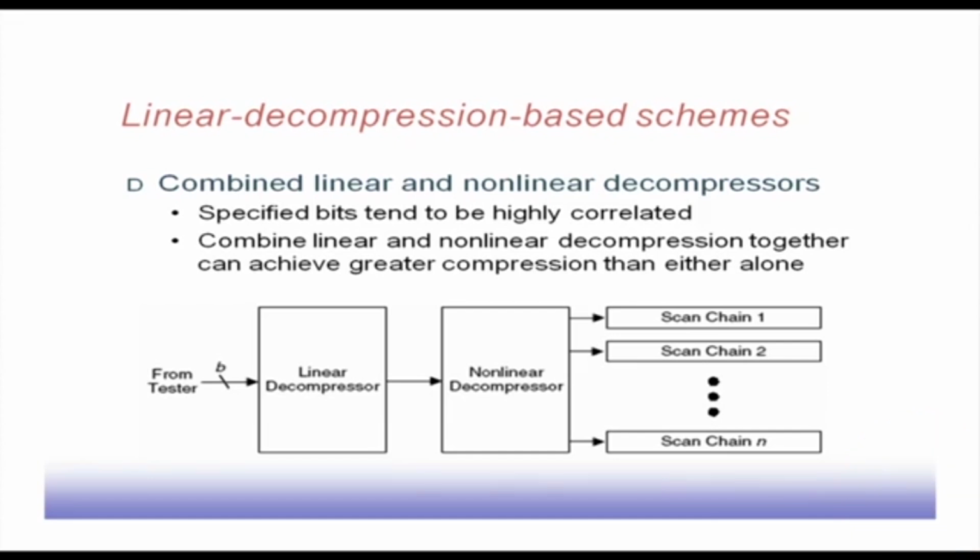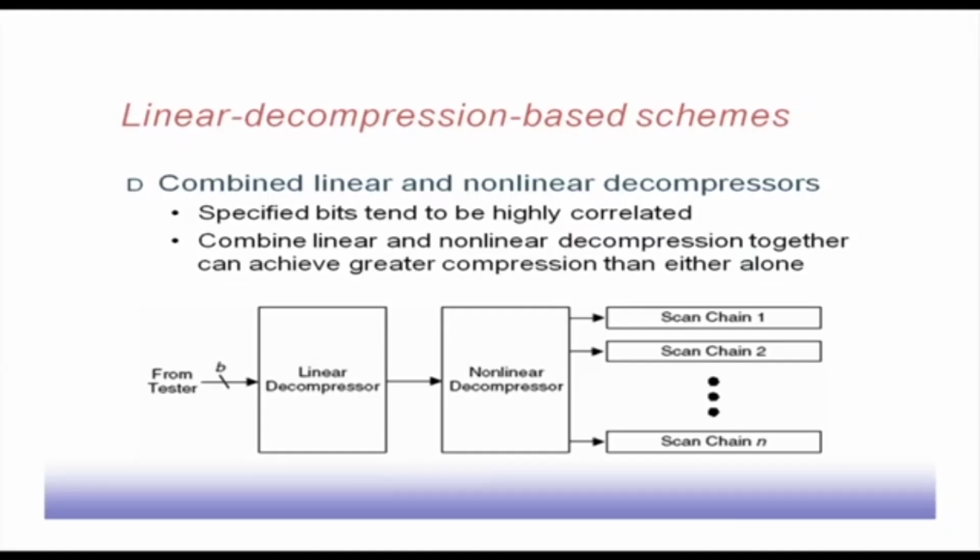The reason behind this is that the specified bits tend to be highly correlated. If the first test pattern has excited some faults and the second test pattern excites some fault which is close to it, then it is very likely that due to the physical proximity of the two faults, many of the bits of the test patterns will be the same. So, the specified bits of the test patterns are going to be the same.